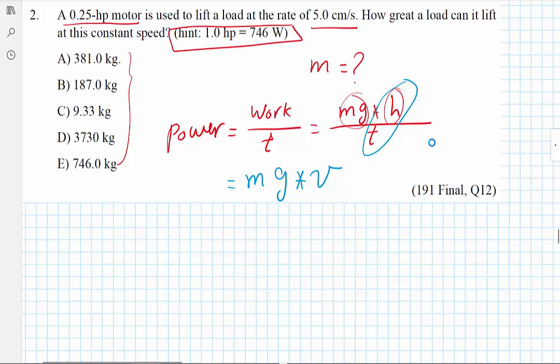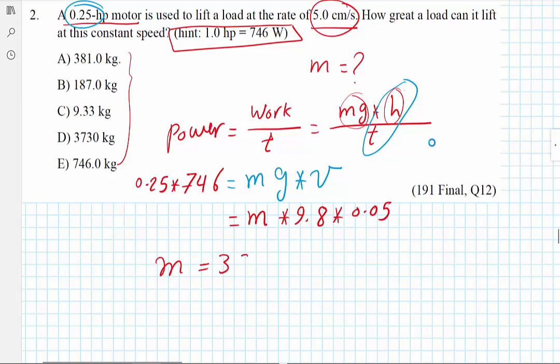We know the power, it's 0.25 times 746 to convert it into watt, and you know the watt is joule per second, equals the mass, we don't know it, gravity is 9.8, the speed is 5 centimeters per second. We need to convert it into meter per second. So 5 centimeters per second, it will be 5 over 100. So it will be 0.05 meter per second. The result is 380.6 kilogram, which is very close to the first choice, number A.